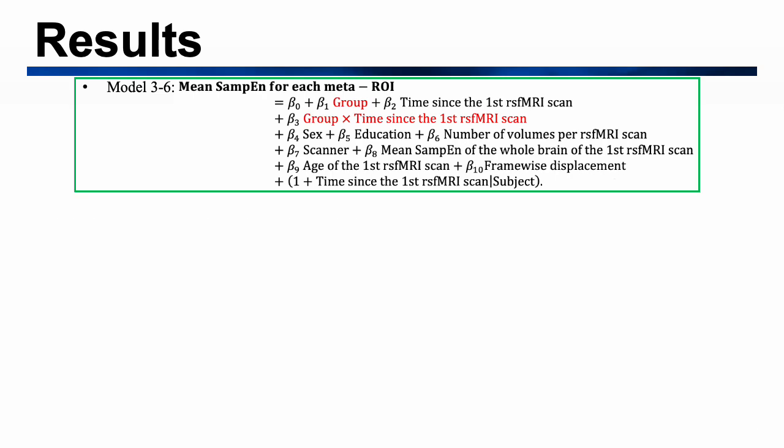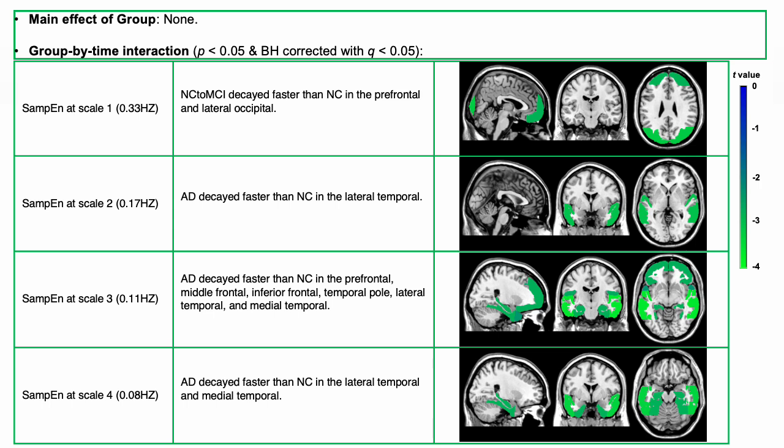Models 3 to 6 tested sample entropy from scale 1 to 4. We did not find significant main effects of group from Models 3 to 6. However, the results revealed significant group-by-time interactions. At scale 1, the NC to MCI group decayed faster than the normal control in the prefrontal and the lateral occipital. At scale 2, the Alzheimer's group decayed faster than the normal control in the lateral temporal.